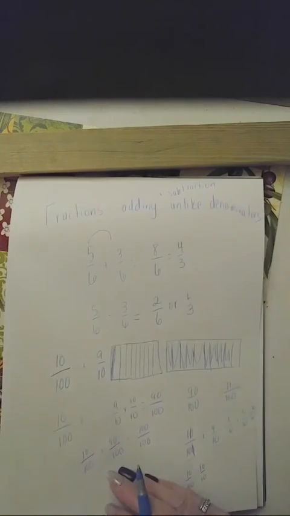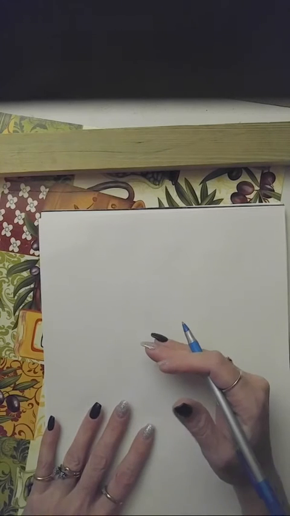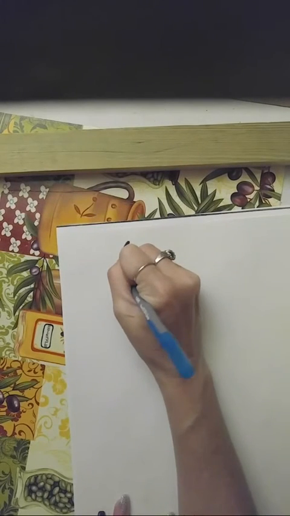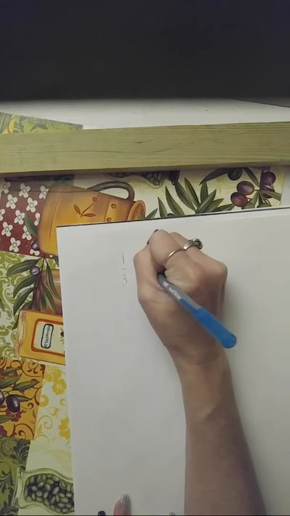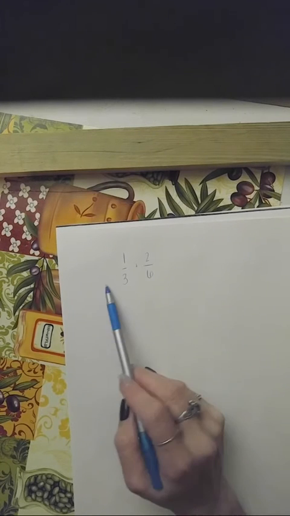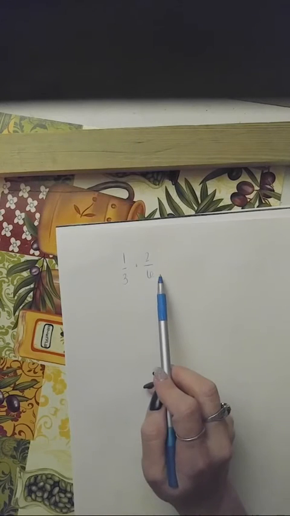Now let's talk about fractions that have different types of denominators other than 10 and 100, because that's a pretty simple concept. We either add a 0 to the top and bottom or take a 0 away from the top and bottom. So let's talk about adding and subtracting fractions that have different types of denominators. So let's say we have 1/3 plus 2/6. What we have to do is turn one of these fractions, or possibly both of the fractions, so that the denominators match. That's the only way we can add or subtract them.